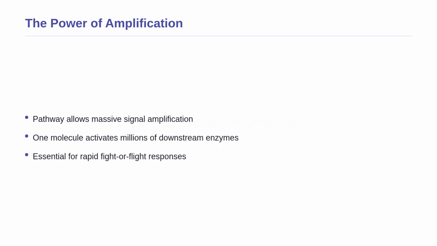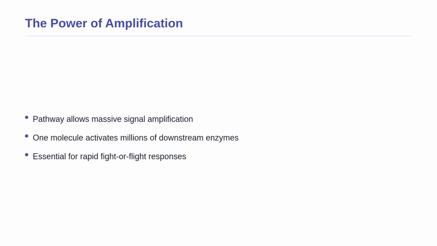Having seen the biological steps, you might be wondering why the cell uses such a long, complicated relay race just to turn on a gene. The answer is signal amplification. This pathway is absolutely critical because it allows a tiny initial signal to create a massive cellular response.